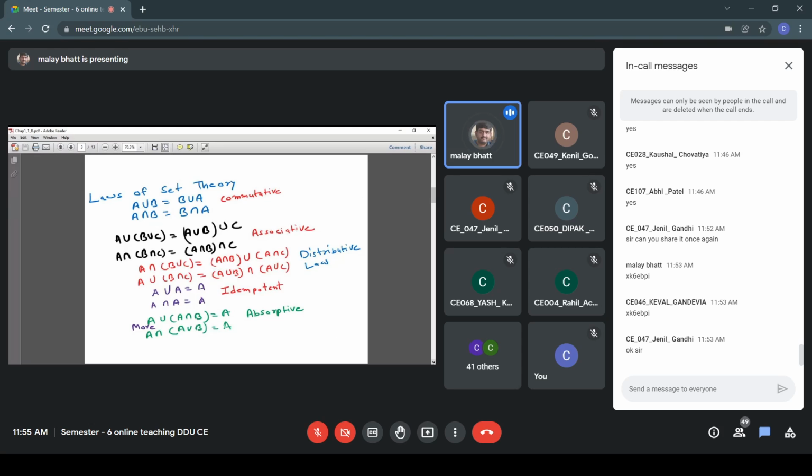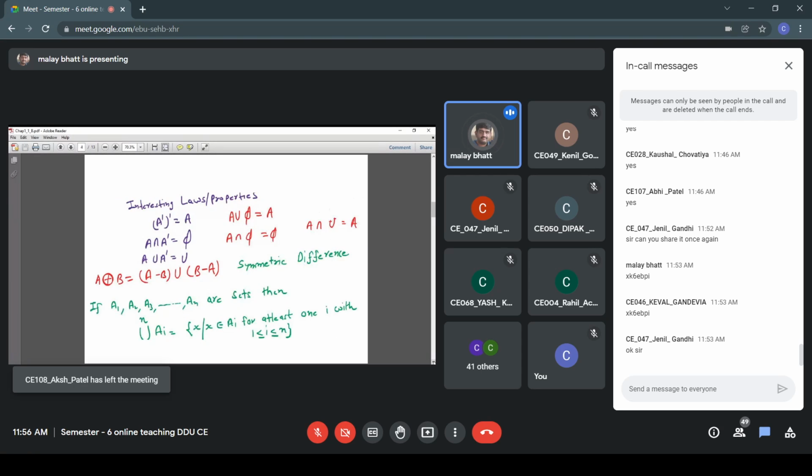Now, one more property we have is the absorptive property. First you find the intersection of A with B, so A intersection B, and when you perform a union of this A intersection B with set A, you will get A itself. It is obvious because A intersection B is a part of A anyway, so union with A will give you A. Similarly, if you have A union B and you do an intersection with the set A, then finally we get the set A. So it is known as the absorptive property.